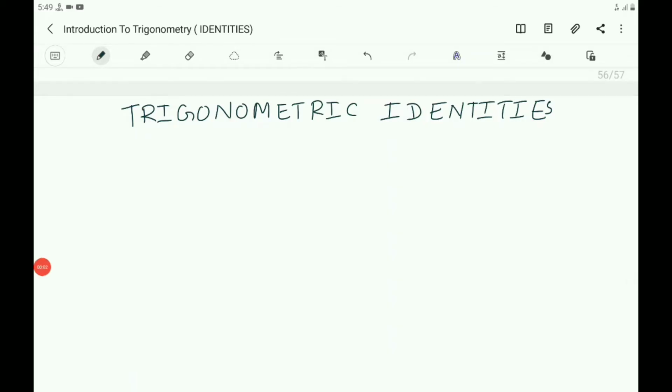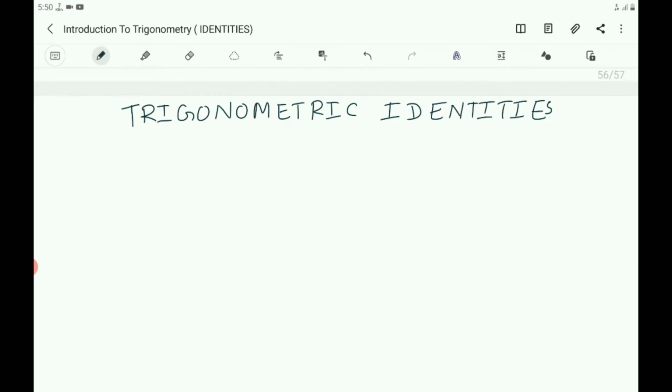Dear children, let us continue the chapter Trigonometric Identities. We know that an equation is called an identity when it is true for all values of the variables involved. Similarly, an equation involving trigonometric ratios of an angle is called a trigonometric identity if it is true for all values of the angles involved.